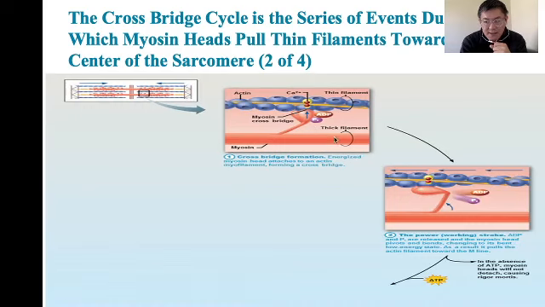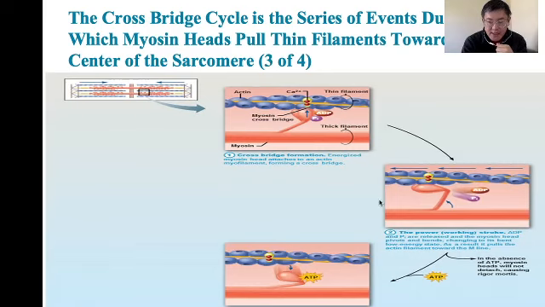Once the tropomyosin twists, the myosin can bind with the binding site of actin. Then we can see here the myosin head attached with ADP and phosphate. These two substances can be released, so the myosin head can pull the actin toward the M line. The next step: we can see a molecule of ATP can bind with the myosin head, so the myosin head can be detached from the thin filament.